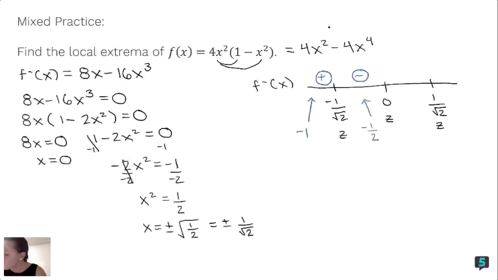Between 0 and 1 over the square root of 2, we could plug in positive 1/2. And we'll find that our derivative is positive. And greater than 1 over the square root of 2, we might want to plug in 1. And we'll find out that our derivative is negative.